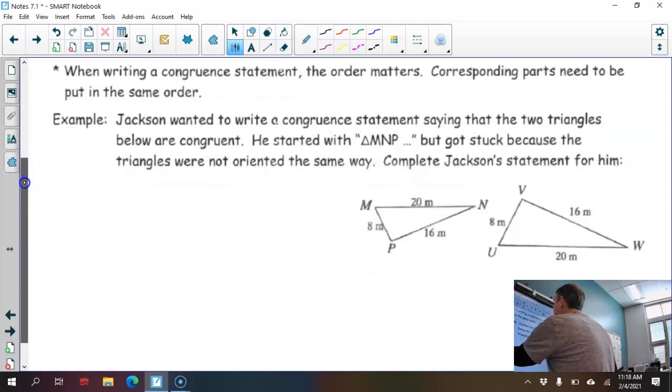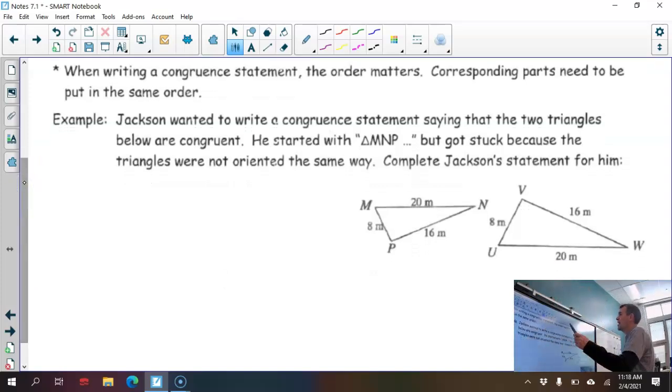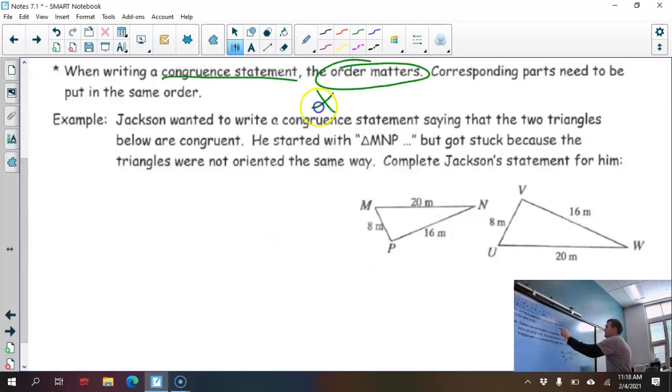And I just want to go over one thing with you on congruent. When writing a congruence statement, the order matters. And I just want to go over how to make sure you put the letters in the correct order. So we're going to do this example. Jackson wanted to write a congruent statement saying that the two triangles below are congruent. He started with triangle MNP, but he got stuck because the triangles were not oriented the same way. He could not tell what matched up with what. Can you tell what matches up with what?